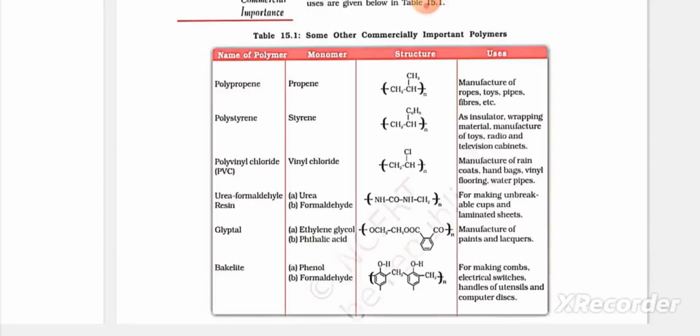Fourth polymer is urea-formaldehyde resin. Monomeric units are urea and formaldehyde. Its use is for making unbreakable cups and laminating sheets. Next polymer is glyptal. Monomeric units are ethylene glycol and phthalic acid. Use is in manufacturing of paints and lacquers. Next polymer is bakelite. Monomeric units are phenol and formaldehyde. Use is for making combs, insulators, switches, handles of utensils and computer discs.